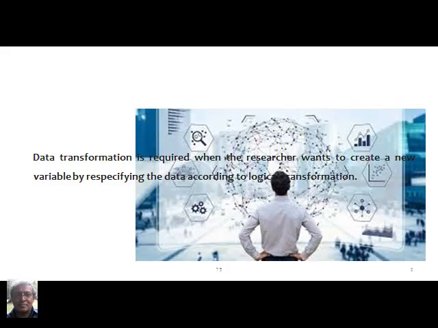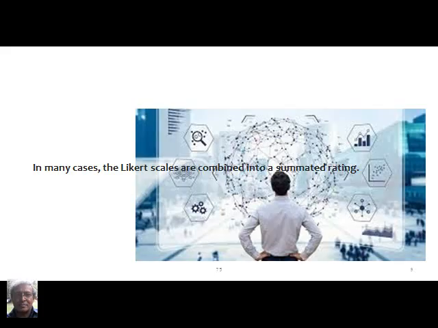Data transformation is required when the researcher wants to create a new variable by respecifying the data according to logical transformation.